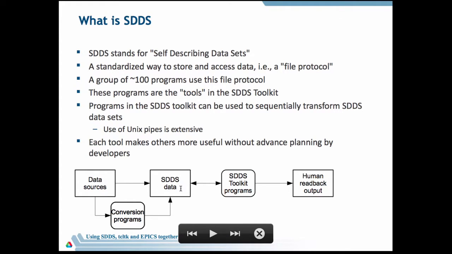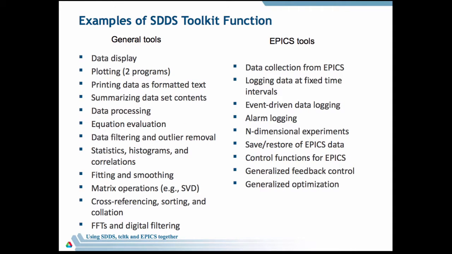So here's the diagram. The data source could be EPICS or could be even a scope trace. All scopes have their own format, so we have to go through a conversion program that we write for, say, a scope, and then it becomes SDDS data. And now we use SDDS toolkit programs to do something, say, with the scope data, and then we can plot it. It comes out either as a printout or a plot. This is what I mean by human readable output.